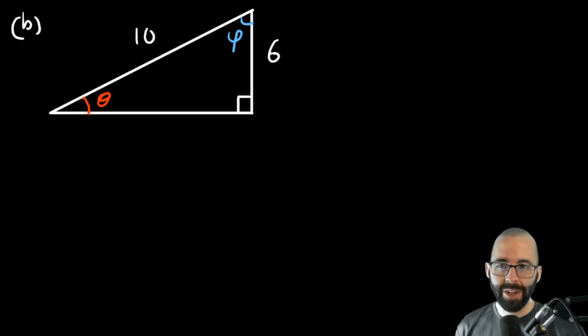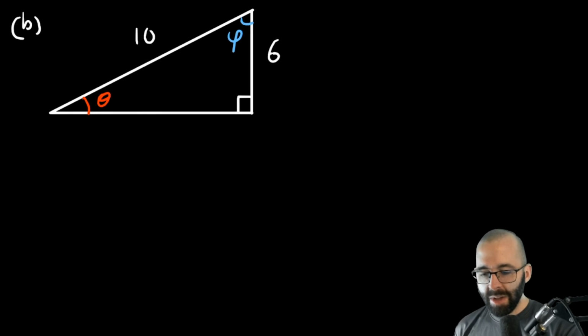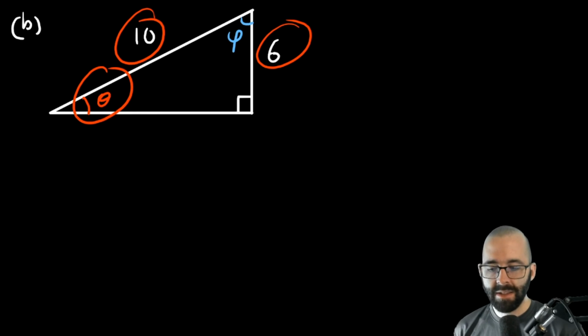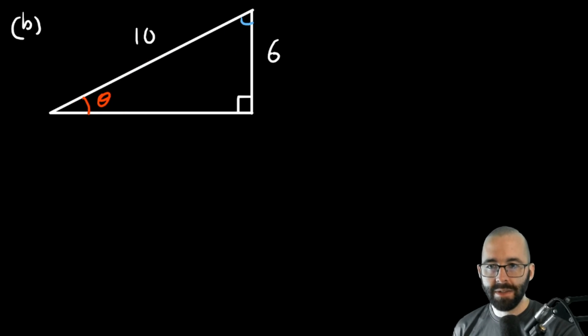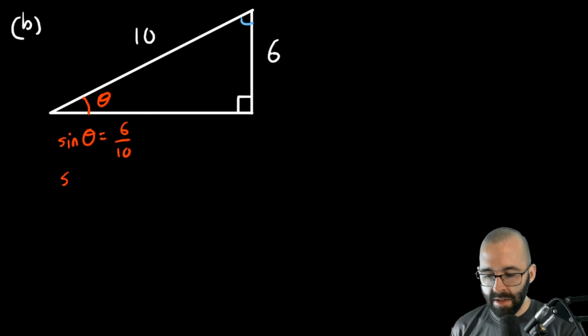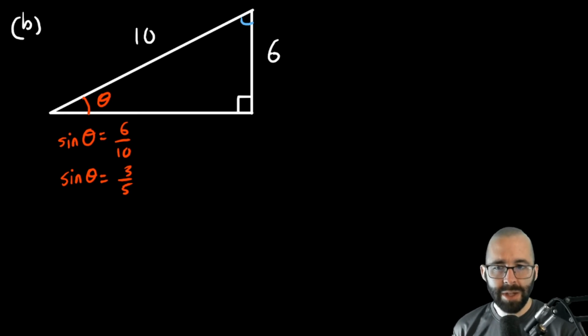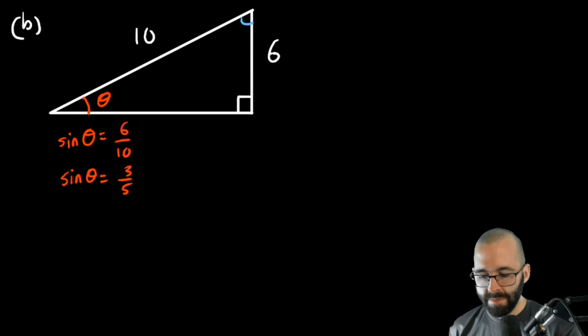Great. Hopefully you did it. So we want to relate these three things. We're going to do that with sine. SOHCAHTOA. Sine is opposite over hypotenuse. The sine of theta is equal to 6/10. The sine of theta, that reduces to 3/5. Oh, this is a special triangle. Not the special triangle that helps us get exact trig functions, but it is a special triangle.